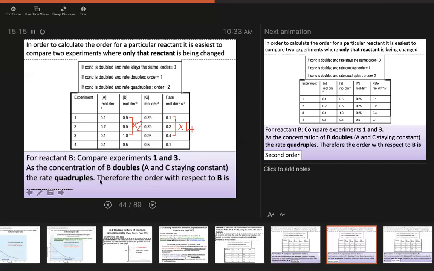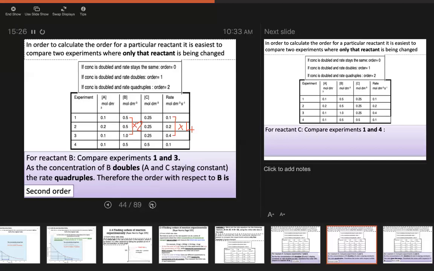So as the concentration of B doubles, with A and C constant, the rate quadruples. Therefore, the order with respect to B is second order. You need to choose your experiments wisely. You just choose 2 experiments that can help you study the effect of changing the concentration on the rate. The last one is reactant C.